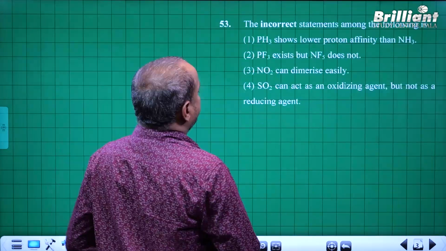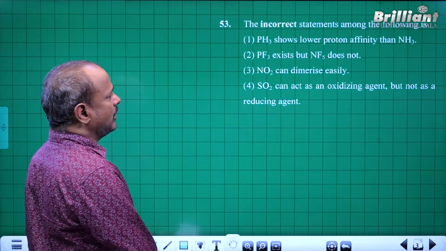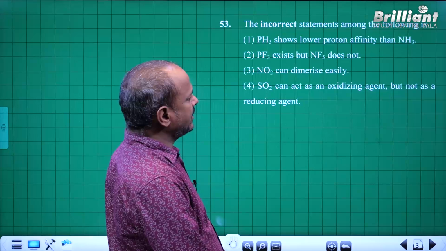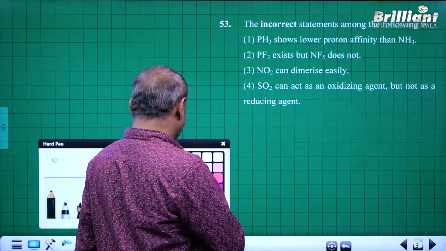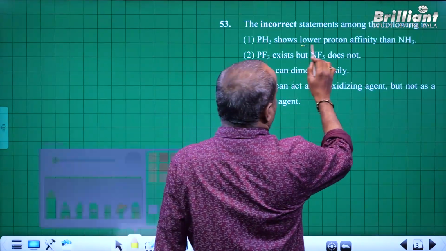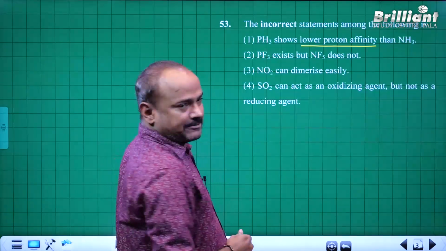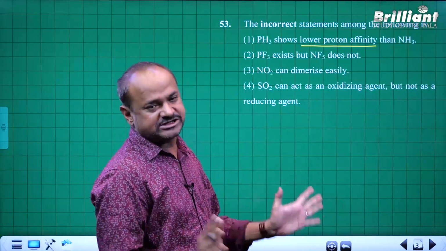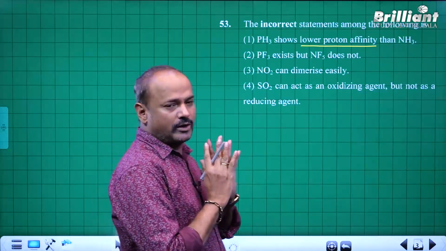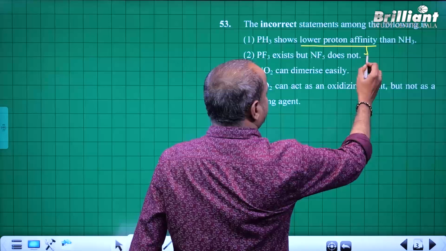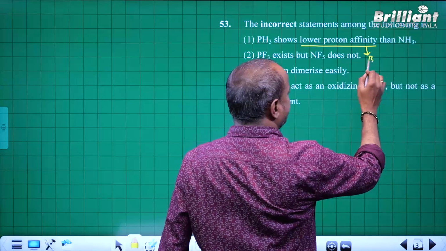Right. Next, the wrong statement in the following is: PH3 shows lower proton affinity. What is the first meaning? Proton acceptor, proton donor. Follow the Bronsted theory concept. Proton donor is acid, proton acceptor is base. That means it is basic nature.